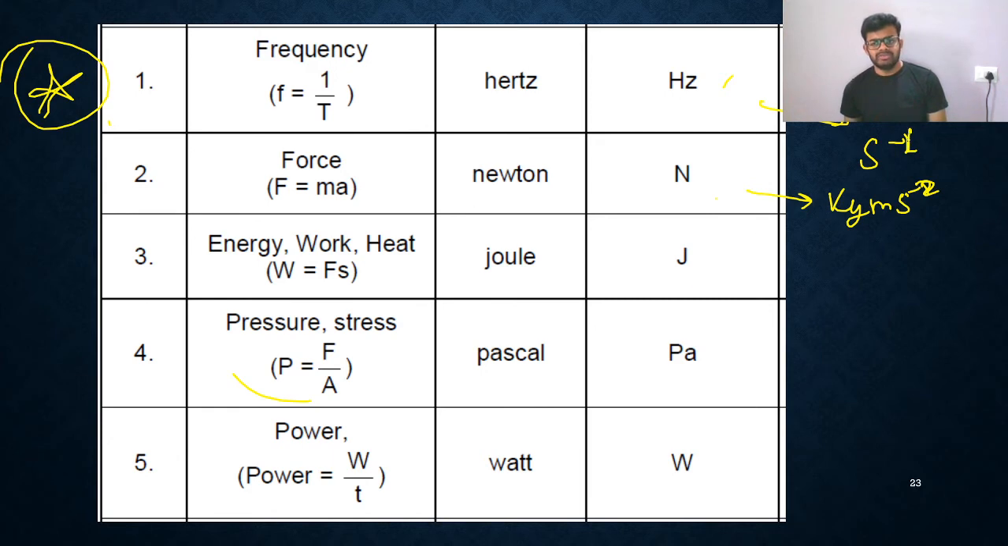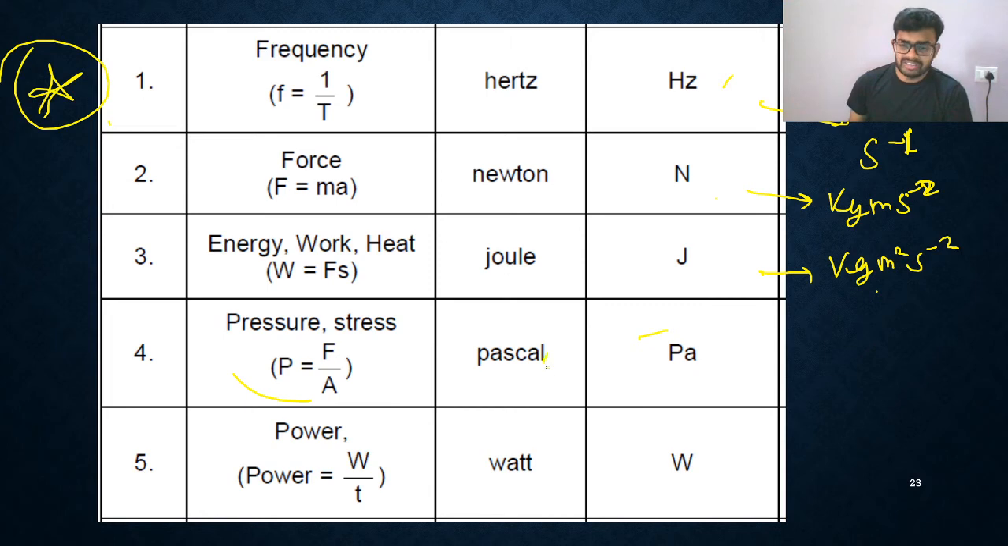Next, work, energy and heat: the unit is joule, and joule can be written as kg meter square per second square. I'm representing these in terms of fundamental units. Pascal is the unit of stress and pressure. That's all you need to remember, my dear friends.